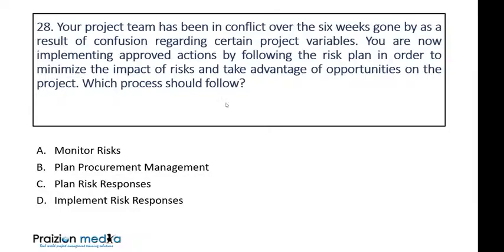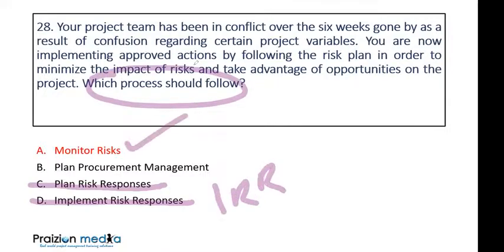So the answer to this is A, because you've done implement risk responses. What should follow? It cannot be planned procurement management, cannot be plan risk responses. We should have already done that, right? Because it says you are now implementing approved actions. So what you're doing is implementing actions you've already decided upon. So you are now implementing those risk responses. You cannot be planning them. And for that reason, we would cancel this. And D is what we're actually doing. It says, which process should follow? What should follow implement risk responses? It's monitor risks. All right, thank you all very much.